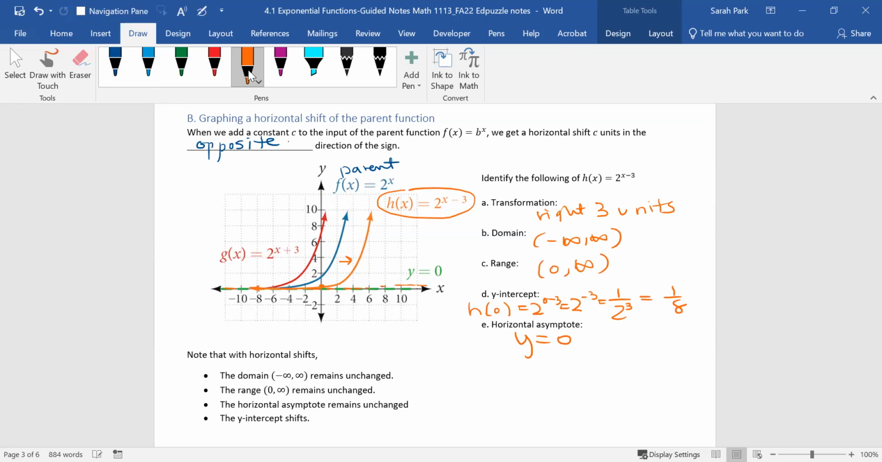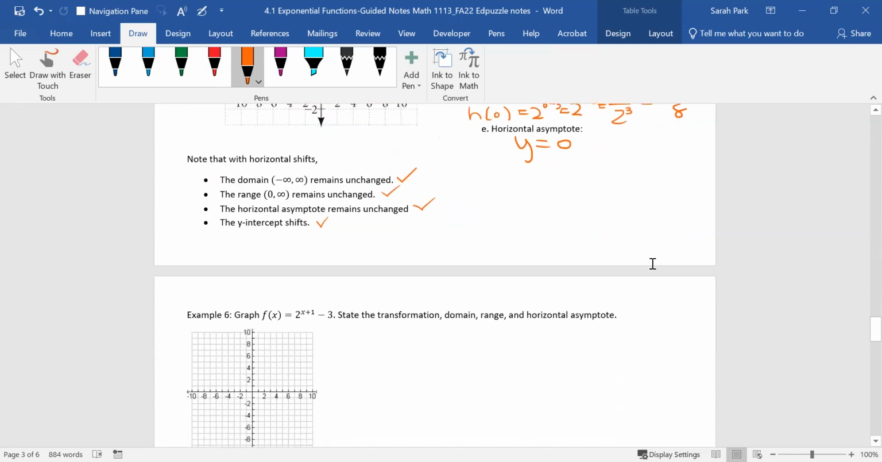So in general, with horizontal shifts, the domain is negative infinity to infinity and remains the same. The range, 0 to infinity, also stays the same. The horizontal asymptote also stays the same, but the y-intercept is going to be different.